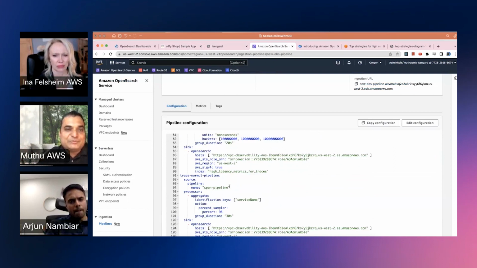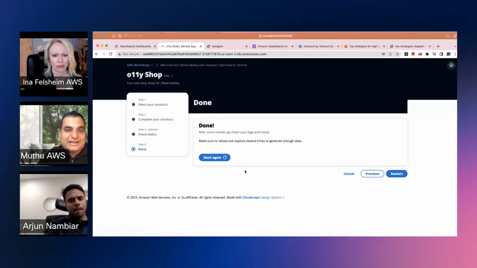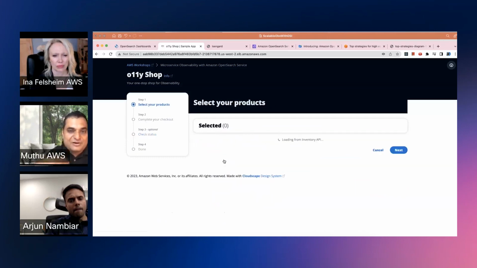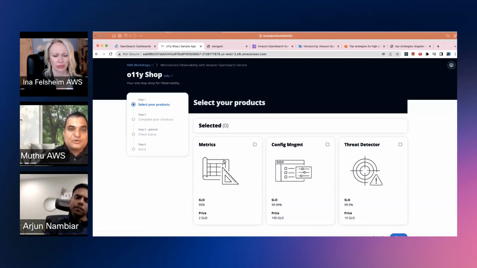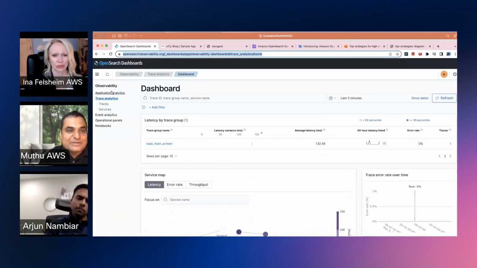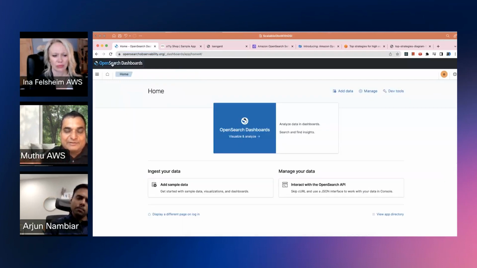The next step is then to produce some data to it. In this case, we already did. I did some clicking around over here, and that generated logs and traces and wrote them onto OSI. OSI then wrote it onto OpenSearch. Here is a dashboard, an OpenSearch dashboard, which shows you the data that is written in OpenSearch.